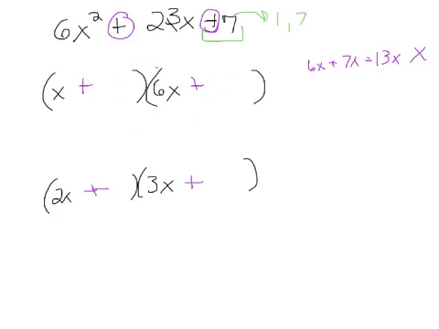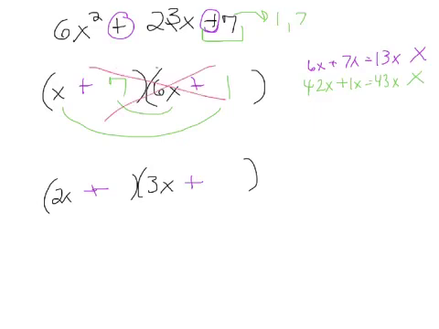Instead of 1 and 7, let's try doing 7 and 1. So once again, I check my outer and I check my inner, and I got 42x plus 1x, which gives me 43x. So I can tell you that no, that's not going to be a possibility. So what I can say then is that this x and 6x does not work out.